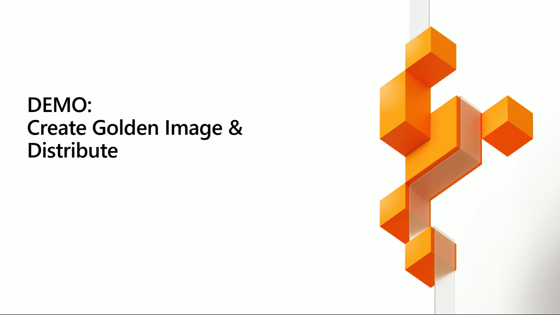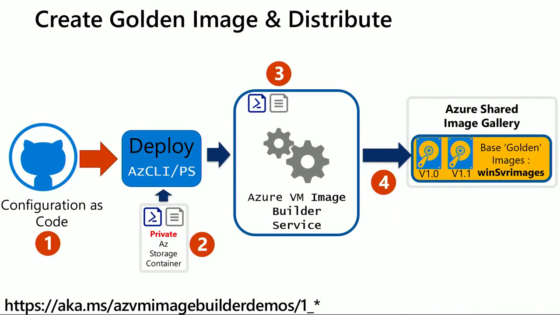So what I'm going to show you is how you can actually create your first image using Image Builder, and this is going to be a golden image. So what are we actually going to do? First of all, we're going to have some configuration as code. This is going to be the Image Builder template, and this has obviously got the properties, and we're going to have a look at what those properties are.